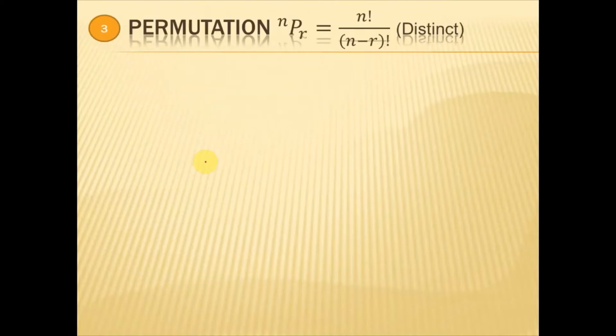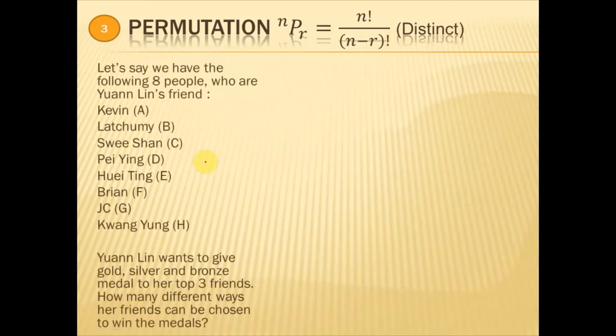NPR is what? So NPR I will show you by example. Okay, so let's say we have the following 8 people who are Yuan Lin's friends. Okay, and then Yuan Lin wants to give gold, silver and bronze medal to her top 3 friends. How many different ways her friends can be chosen to win the medal?